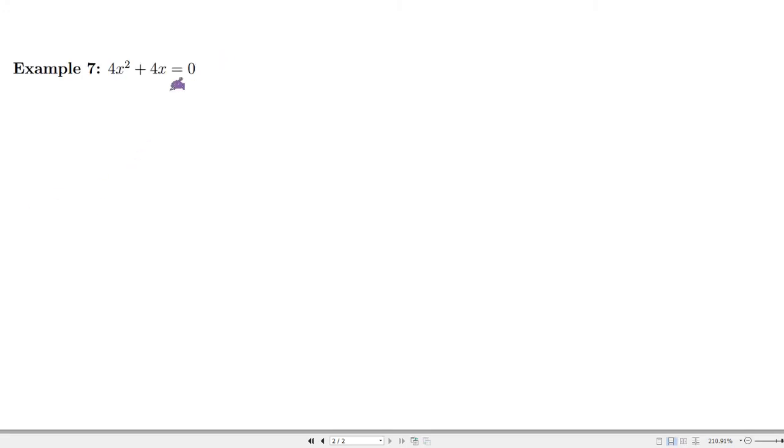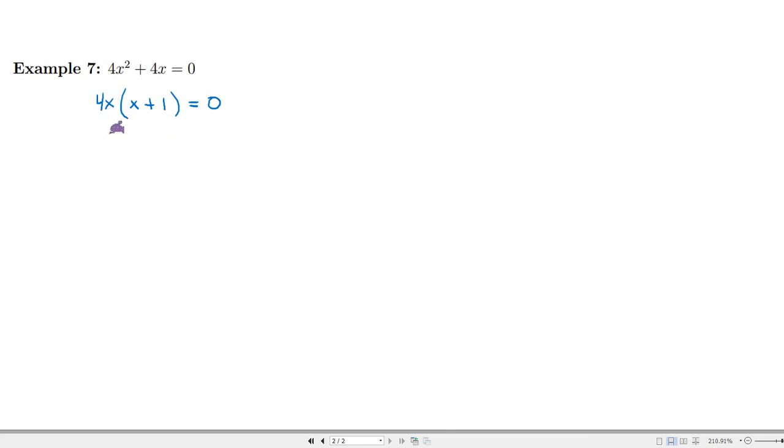And finally, our last example, we have 4x² + 4x = 0. If you look at this, we actually have a common factor here. We have a common factor of 4x, so we can factor that out. If I factor 4x out of 4x², I'm left with an x. If I factor 4x out of 4x, I'm just left with 1, right? I've factored out everything, so I'm left with just a 1.